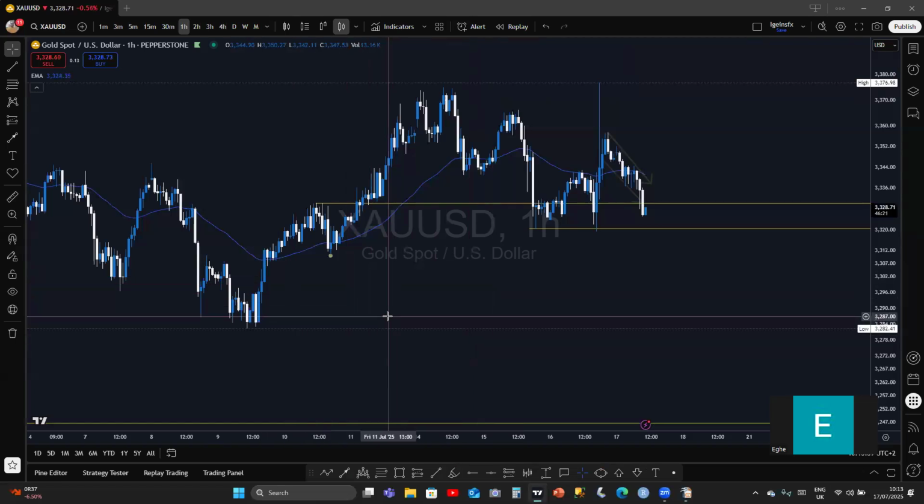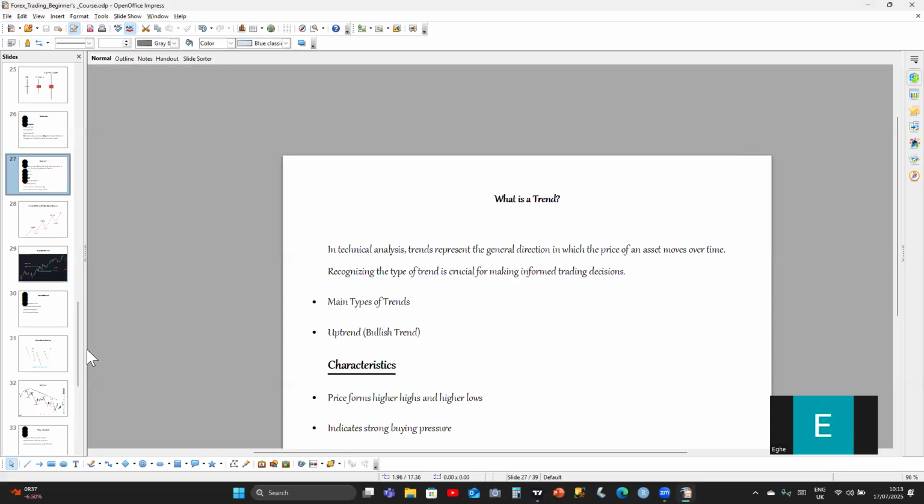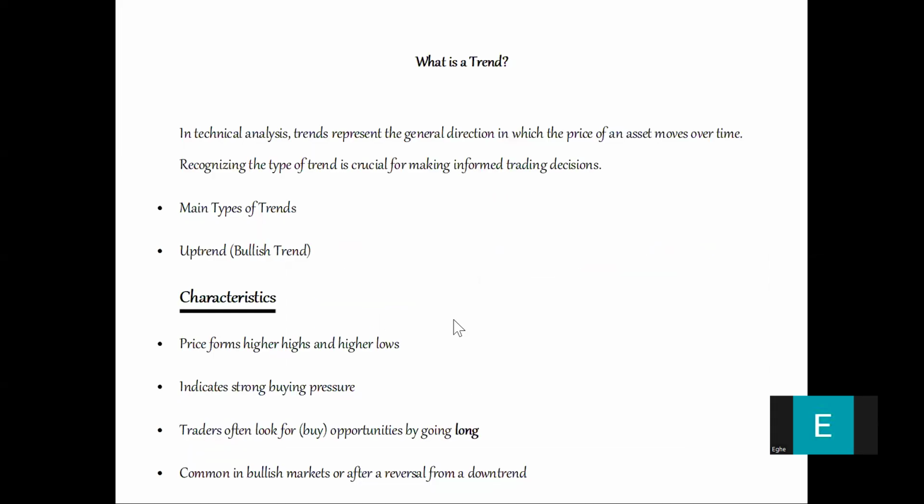Once you open your chart, before you perform a technical analysis, you must know the direction of trend. If you don't know the direction of trend, that means you are not yet a trader. Because by recognizing the direction of trend, you'll be able to say, okay, if it's bearish, what I should be looking for is how to take advantage of that bearishness and sell to make profit.